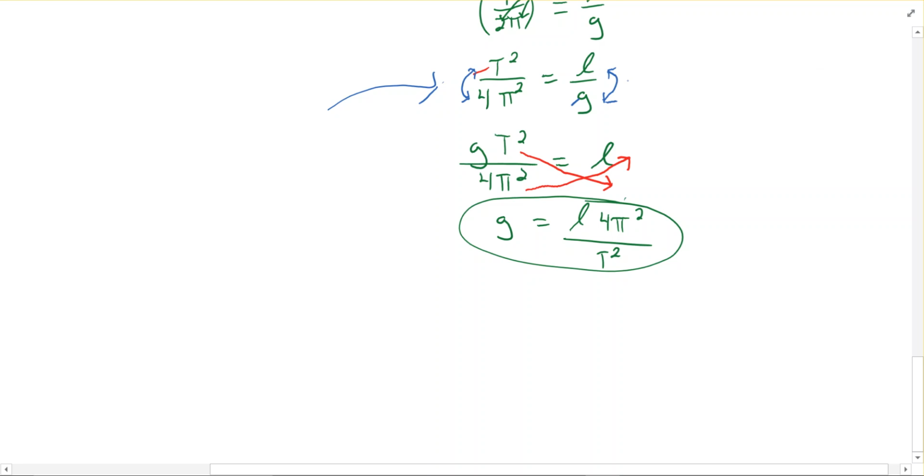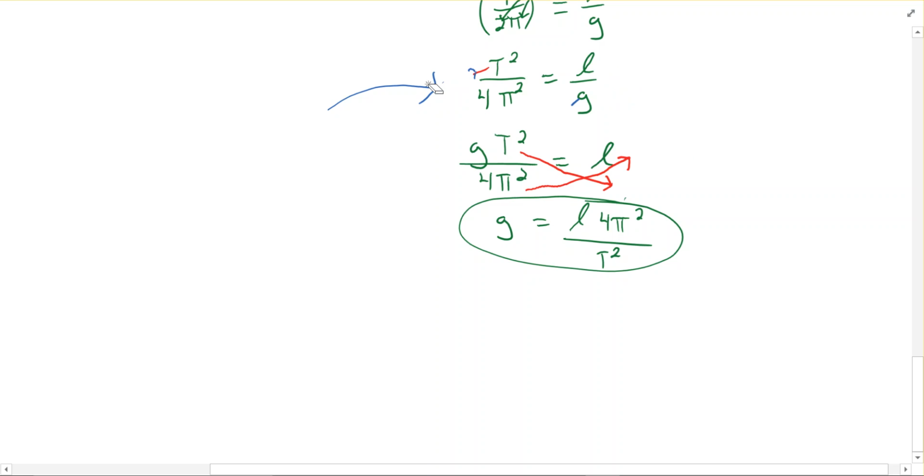So you could do that, and then g's on the top, and then it's quite easy to get g on its own after that step. So try that if you want, or do the way that we did down here. I just wanted to give you guys a couple of options because algebra is kind of an individual thing.